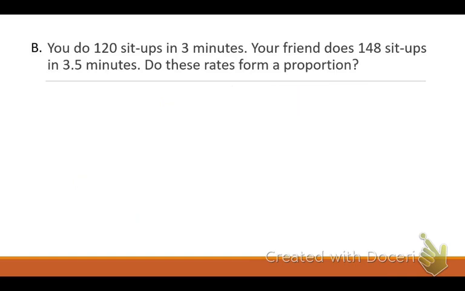So this is the last problem, all right? We're almost done. We can see that our rates were not equivalent because 420 did not equal 444, right? Now what I want you to do, take each individual rate, 120 sit-ups in 3 minutes. Find the unit rate for you and find the unit rate for your friend. Don't forget to label, okay? This is back to your lesson from yesterday.